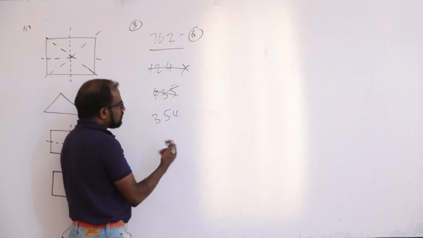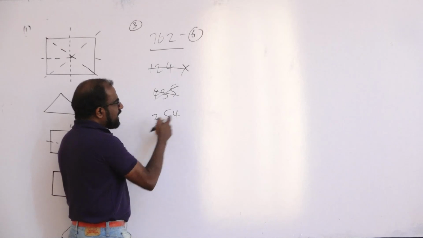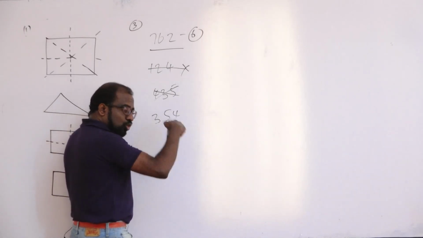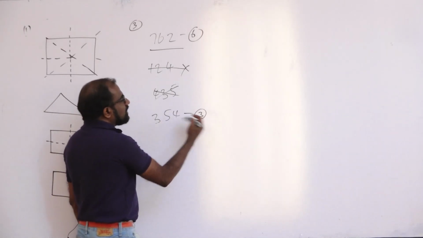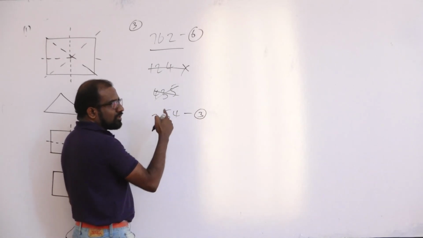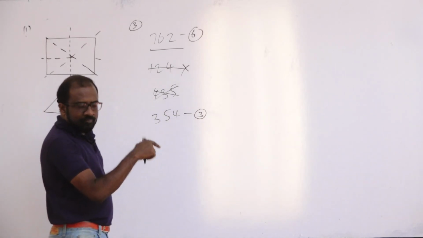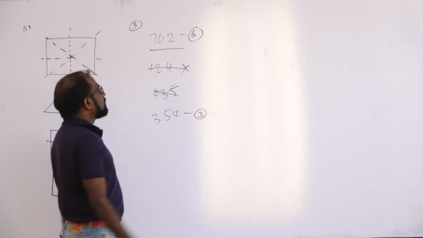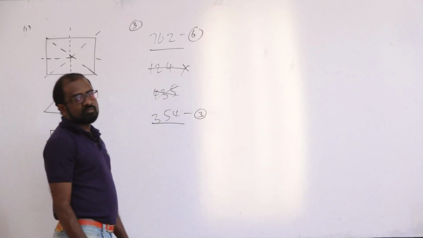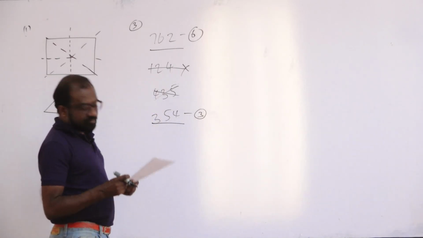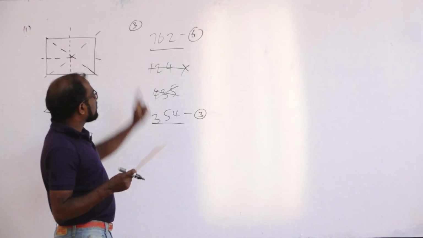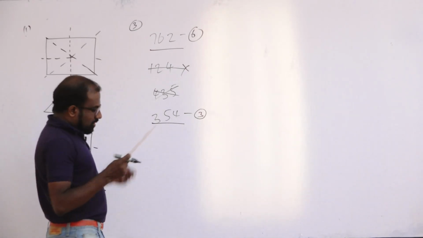Check the divisibility of 6. For 354: 5 and 3 is 8, 8 and 4 is 12, 2 and 1, the digital root is 3. You can divide by 3, and you can divide by 2. That means this number also you can divide by 6. So these two numbers you can divide by 6. Fourth one.